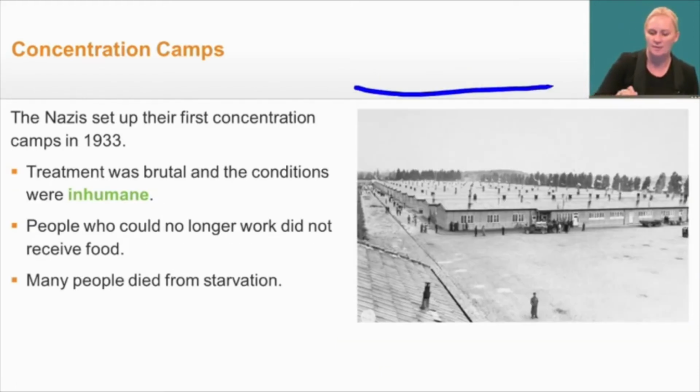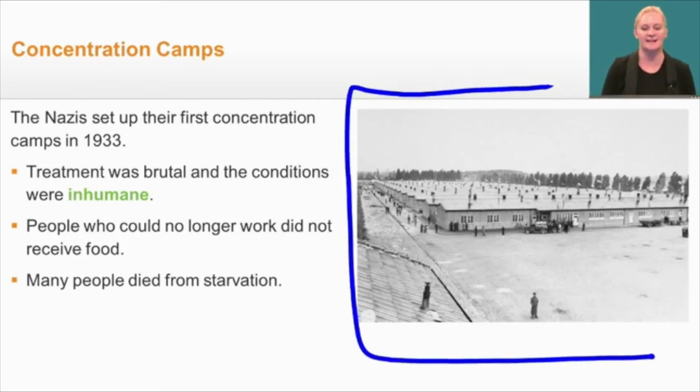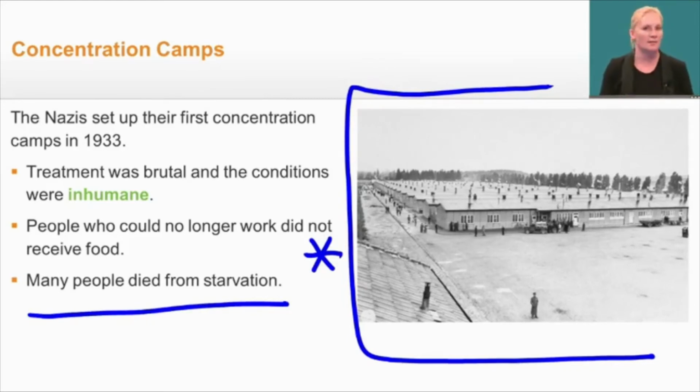Concentration camps were where many of the Jews were sent. The Nazis set up their first concentration camps in 1933. The treatment at these camps was very brutal, and the conditions were often very inhumane. Many people were starved or dehydrated. Also, their living conditions weren't clean. It was a terrible place to be, and the labor was hard. People who could no longer work did not receive food, and many people died from starvation, along with other ways that they were able to pass away in these concentration camps.